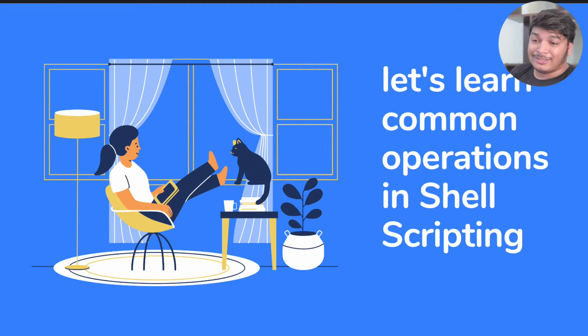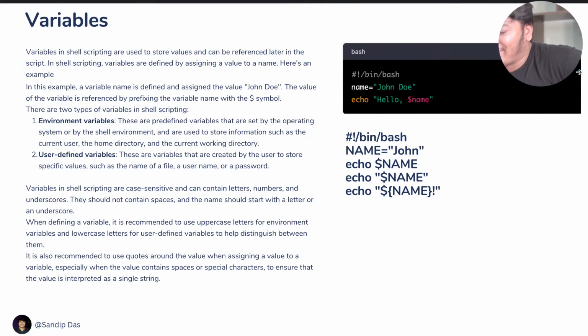Now let's start common operations in scripting. We are coming to the main part now. Okay, this is the main part. Now, not one, but there are a lot of main parts, to be honest. Now, variables. What are variables? Variables in shell scripting are used to store values and can be referenced later in the script. Anywhere you can refer, after you define a variable or assign some values, you can use it anywhere.